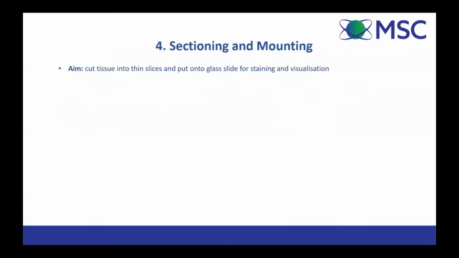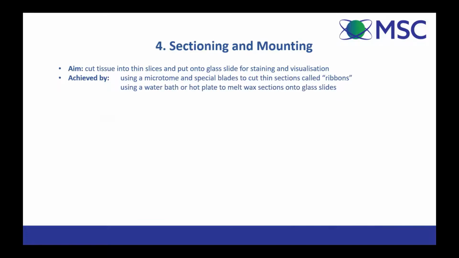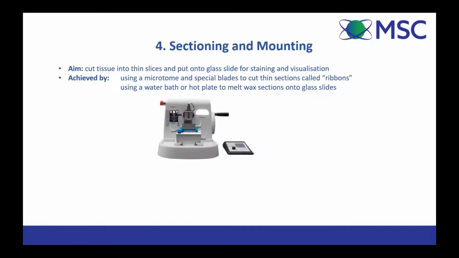So our aim is to cut our tissue into thin slices and put it onto glass slides for staining and visualization. This is achieved obviously using a microtome and special blades to cut really thin sections called ribbons, like I mentioned before. And then you're going to use a water bath or a hot plate to melt wax sections onto your glass. So this is a picture of a microtome.